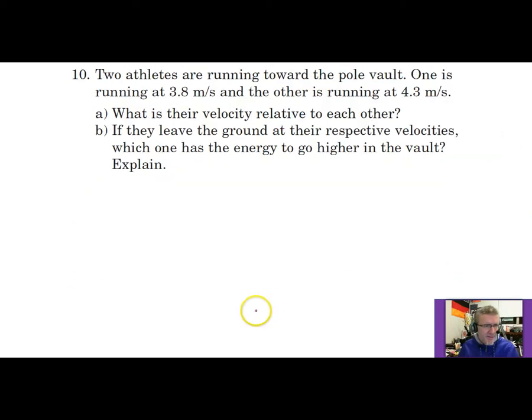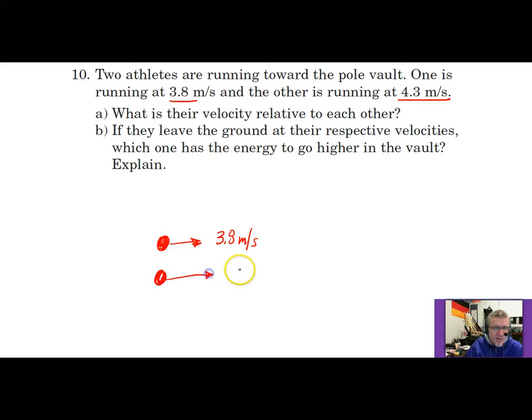Okay, next question. Number 10. When one athlete is running at 3.8 meters per second and the other is running at 4.3, so let's say here's athlete A running at 3.8, and this is athlete B running at 4.3.